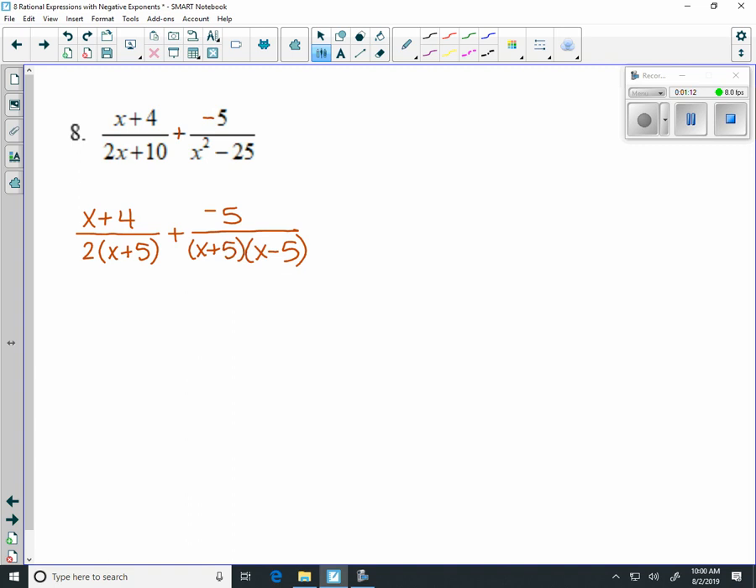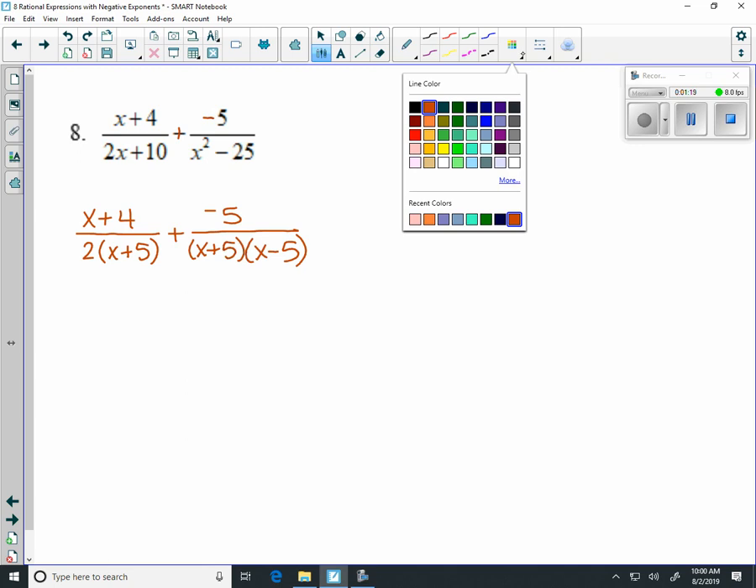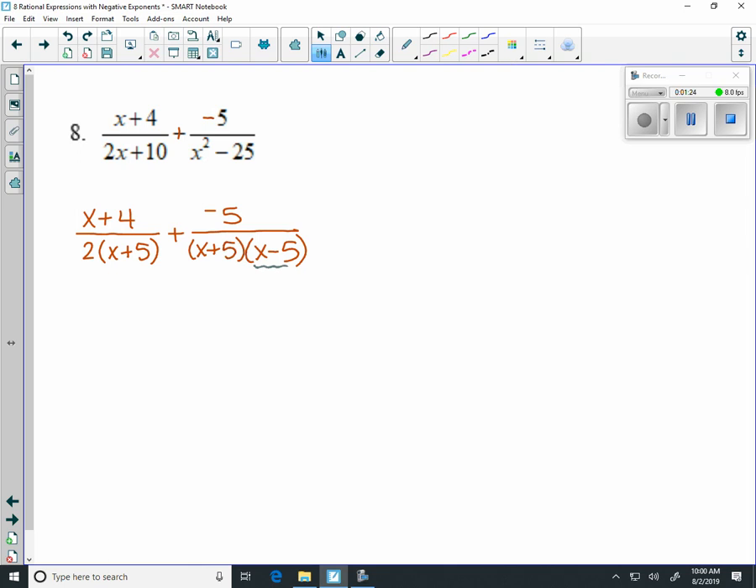Factor denominators. So I like to think about, with addition and subtraction, when I'm finding a common denominator, I like to think of each fraction needing what the other one has. So my first fraction has a 2, has an x plus 5, but it doesn't have the x minus 5. So it needs it. We multiply by our fancy 1. If we're doing it to the bottom, we have to do it to the top as well. Our second fraction has an x plus 5 and x minus 5, but it doesn't have the 2. So if I'm going to multiply by 2 on the bottom, I'm going to do it on the top as well.